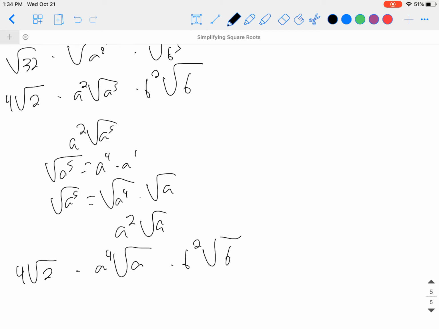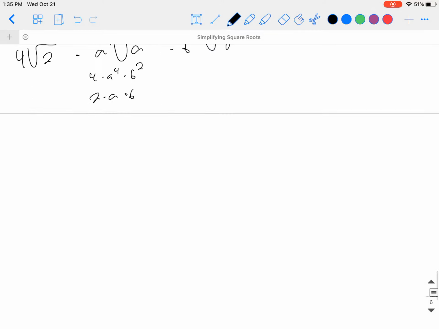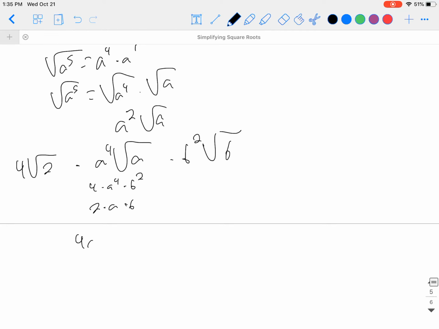we can now finish simplifying the problem by multiplying everything outside the roots together and everything inside the roots together. So we will have 4 times a to the 4th times b squared, over 2 times a times b, giving us 4a to the 4th b squared over ab.